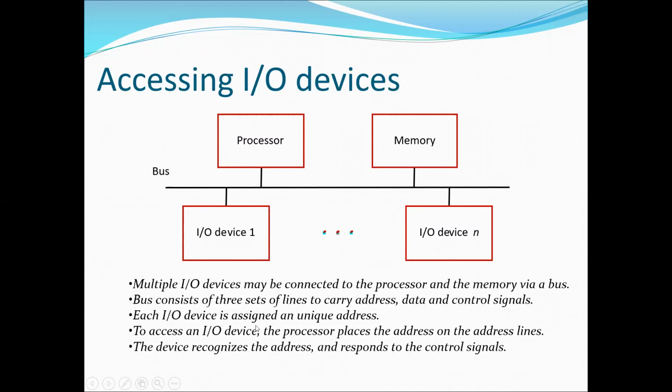Each IO device is assigned a unique address. So every device has a unique address. To access an IO device, the processor places the address on the address line. Suppose the processor wants to access the keyboard, which has a unique address. It will place that address on the address line, which can be identified by the keyboard. The device recognizes this address on the bus and responds to the control signal.